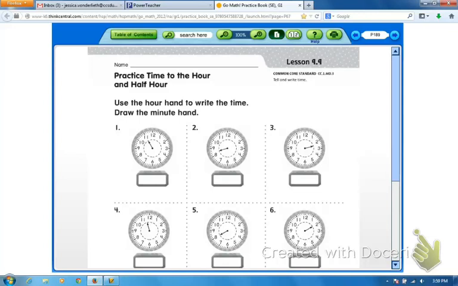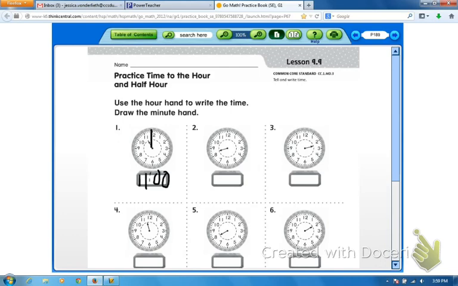So you can see once again, they are just giving them the hour hand. At this point, I want the students to be able to draw the minute hand on as well. So for number 1, our hour hand is exactly at 11. So that would tell us our minute hand is straight up to the 12. So I would want them to write in here 11 o'clock and add the minute hand.